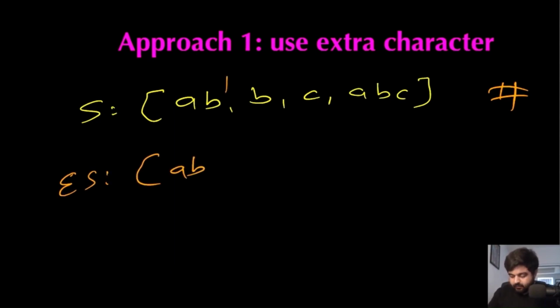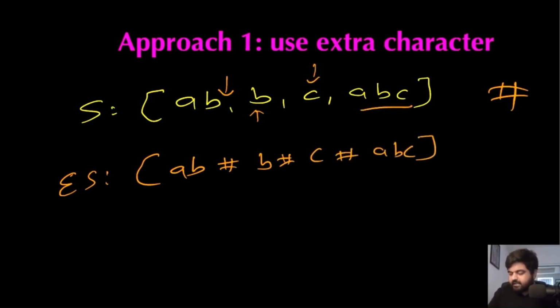Then the moment I identify that this string ends over here, I would put a hash and I would keep a continuous string. Now I realize that this is a new string B, so I would add a value B. Again I would put a hash. Now again this value is C, again I would put a hash, and again at the end I would find this value ABC, and that would be the end of the string. So now I have created an encoded string.